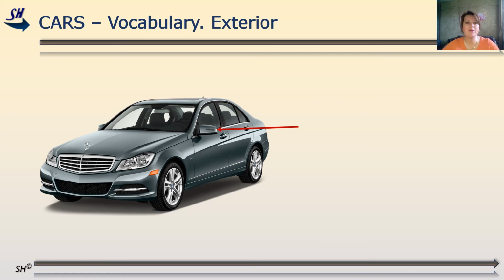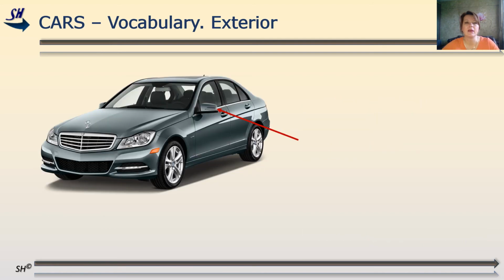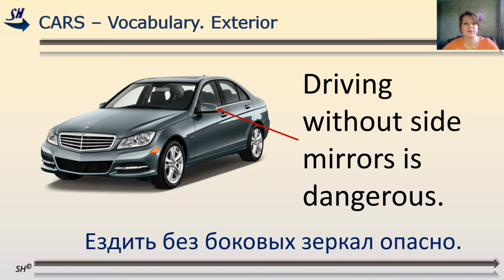Now, the mirrors on the sides are logically called side mirrors. Sometimes they are called side view mirrors, but side mirror is understandable enough. You have the left side mirror and the right side mirror. For example, driving without side mirrors is dangerous.